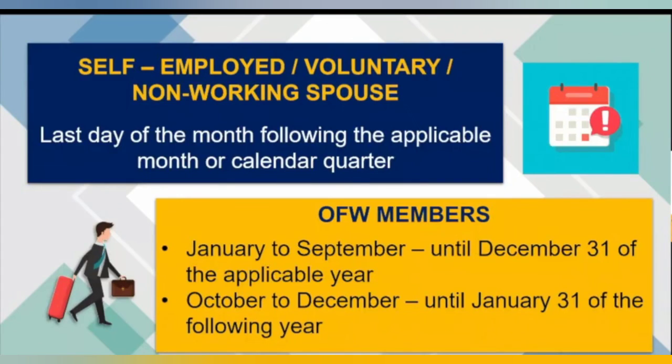So for the information of everybody, for the self-employed and voluntary and non-working spouse, it shall be made on the last day of the month following the applicable month or calendar quarter. So ngayon po, sa July ngayon, ang pwede pang bayaran na quarter ay April, May, June contributions. Pwede pa up until today.